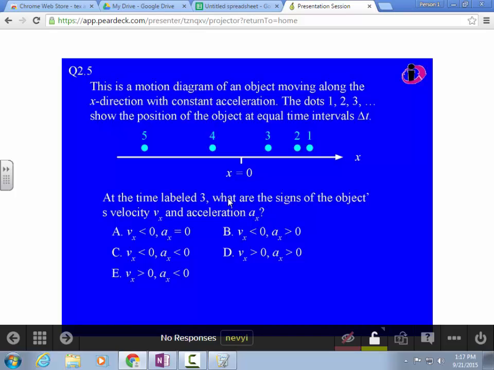So this is a motion diagram, moving along the x-axis with constant acceleration. The dots 1, 2, 3 show the position of an object at equal time intervals. So each of those happen at 1 second, 2 seconds, 3 seconds, and so on. At the time label 3, what are the signs of the object's velocity and acceleration? 1 minute.